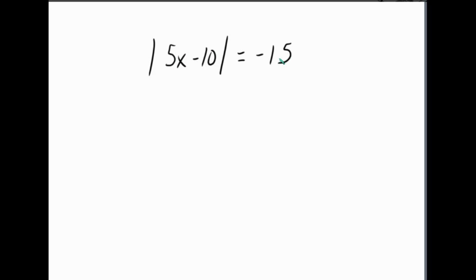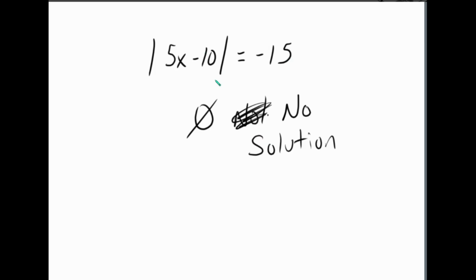That's impossible. Absolute value represents a distance, or how far away a number is from 0. That could never be a negative number. We don't have negative distance. So anytime you see an absolute value equation that's set equal to a negative like this, that means there is no solution. There is no solution to this problem. We do not have a value of x that can make this equation true.